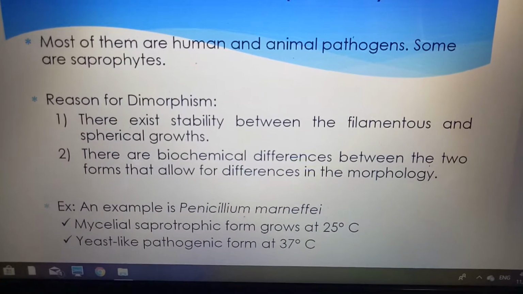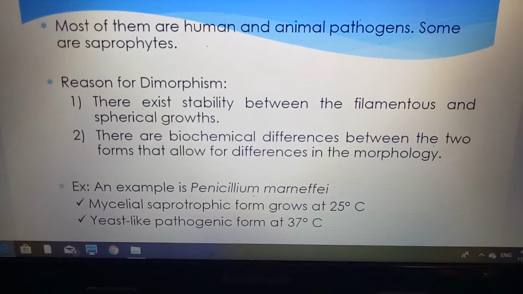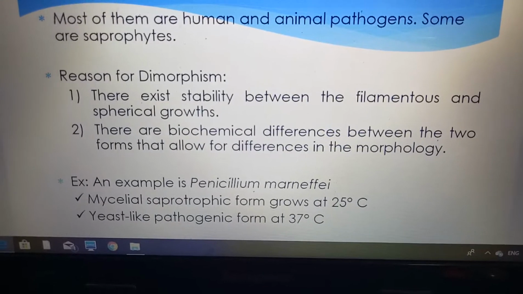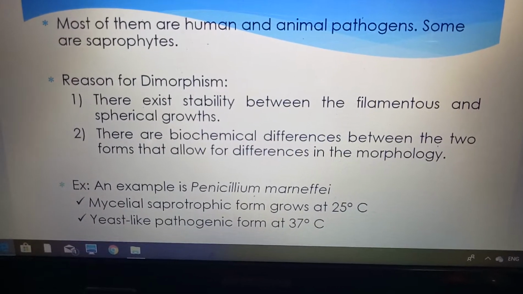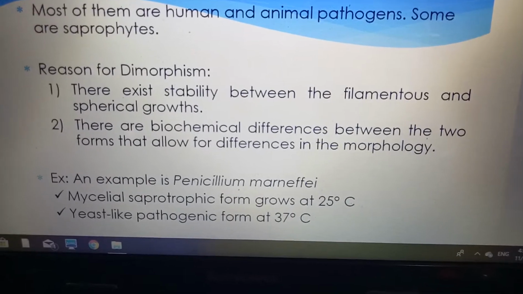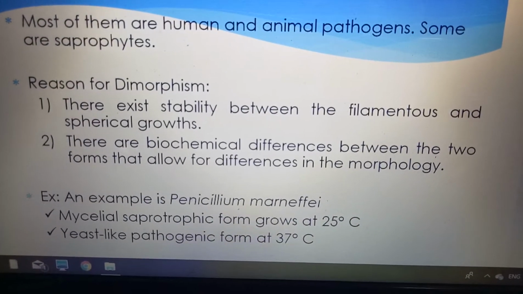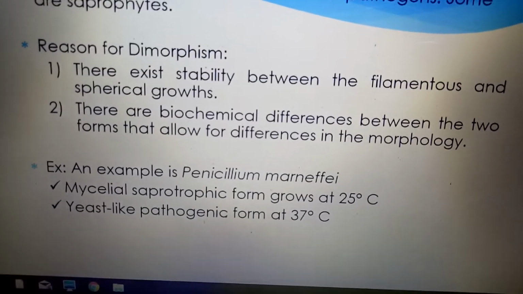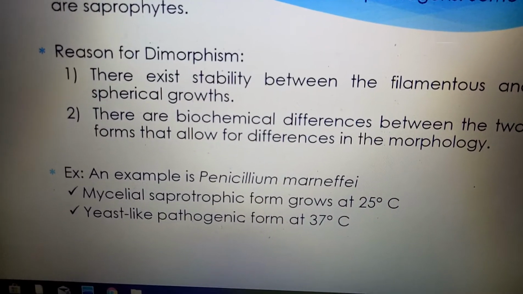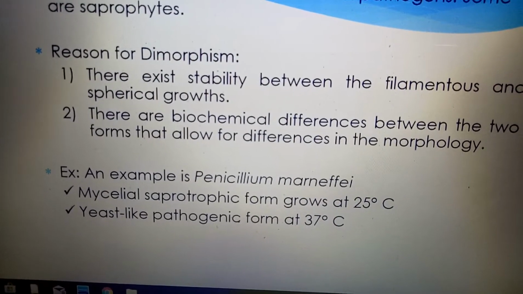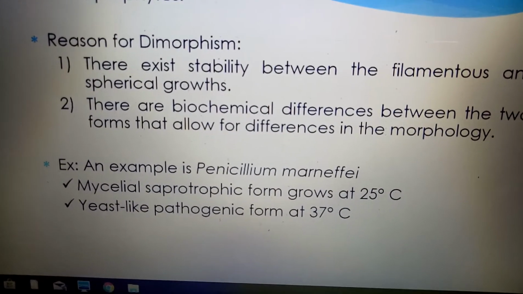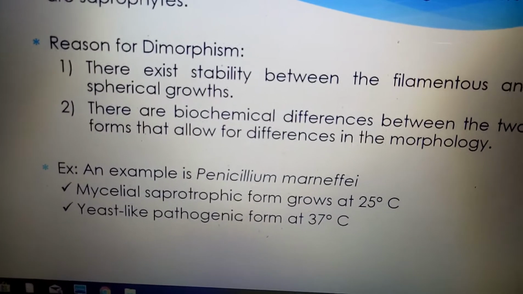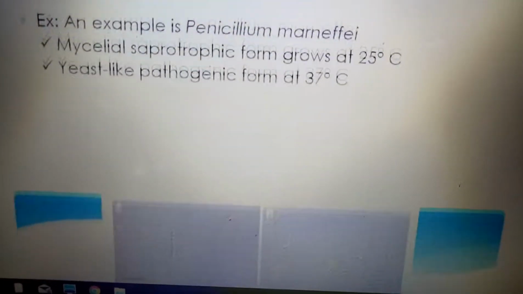Some are saprophytes. Reasons for dimorphism: number one, there exists stability between the filamentous and spherical growth, and number two, there are biochemical differences between the two forms that allow for differences in morphology. For example, Penicillium marneffei is a mycelial saprophytic form that grows at 25 degrees Celsius, and a yeast-like pathogenic form at 37 degrees Celsius. So they change their form.